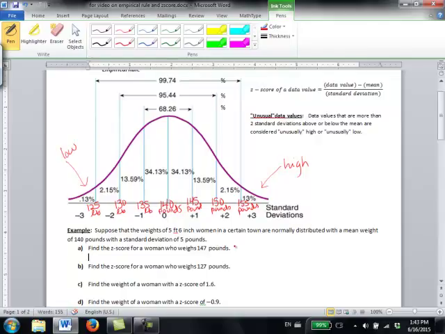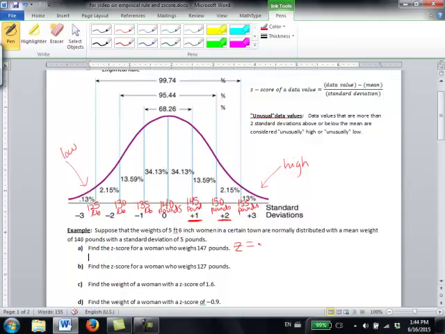So it says to find the z-score for a woman who is 147 pounds. First of all, notice on my diagram here, 147 pounds would lie between 145 and 150 pounds. So I expect the z-score to be between 1 and 2 standard deviations, somewhere around 1.5. It's between 1 and 2 standard deviations above the mean.